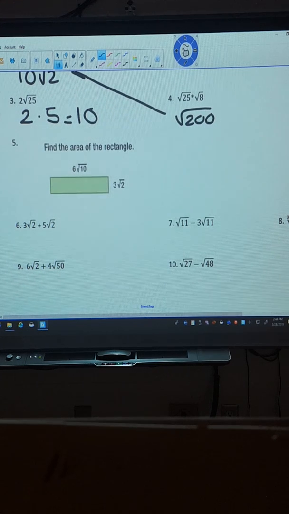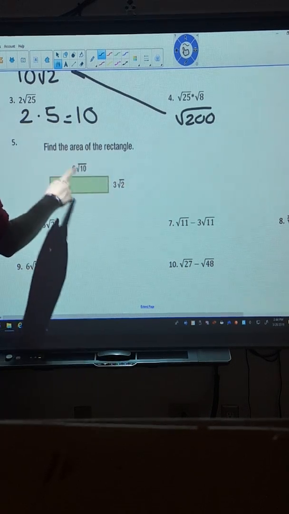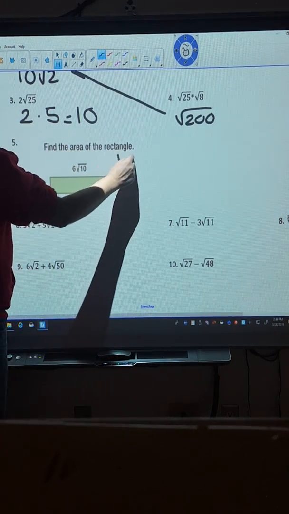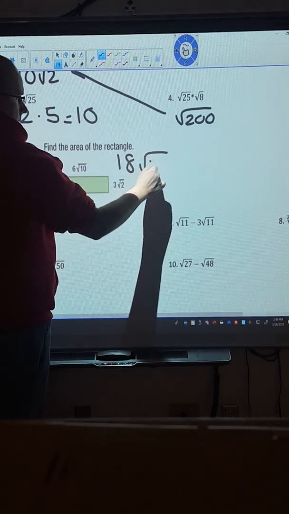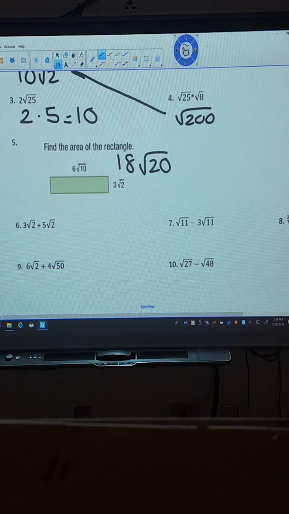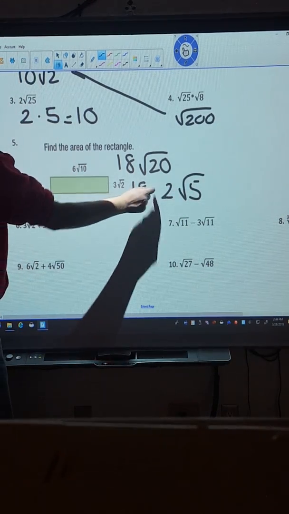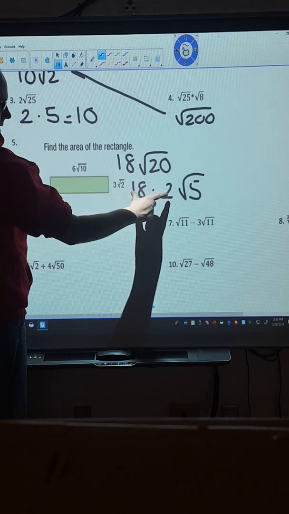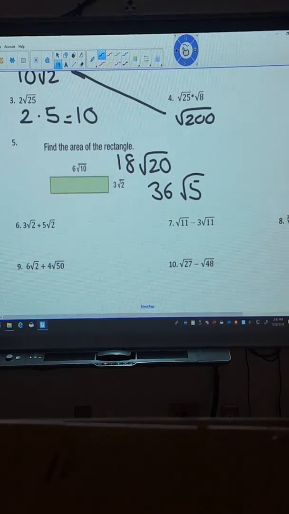Question 5, find the area of a rectangle. So that's base times height, so we're going to multiply these two things together. So numbers first, 6 times 3, and then second, radical with radical, so 10 times 2 is 20. Check on Desmos to see if square root of 20 simplifies, and it comes out with 2 and 5. And then you can multiply these two numbers together as well. So 18 times 2 is 36. So that would be your final answer.